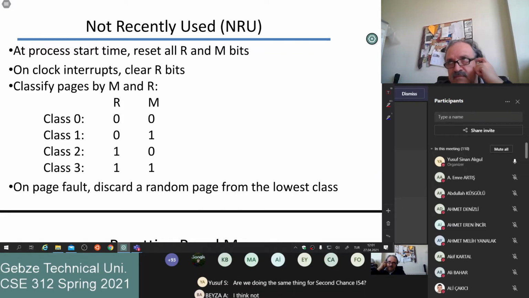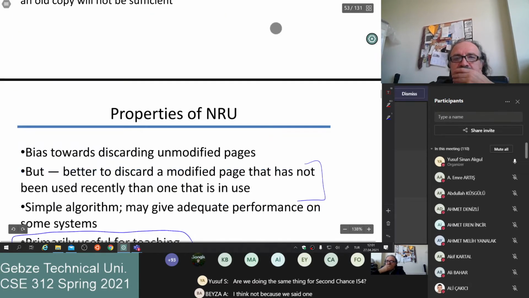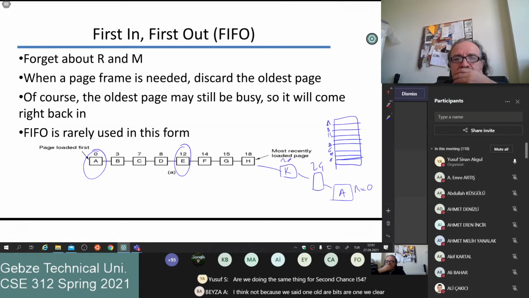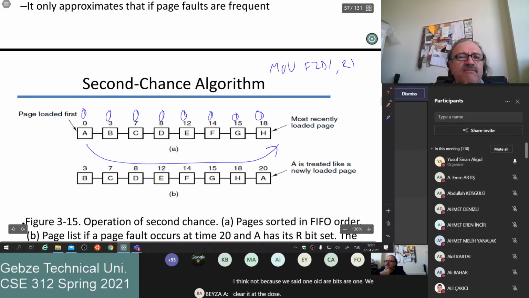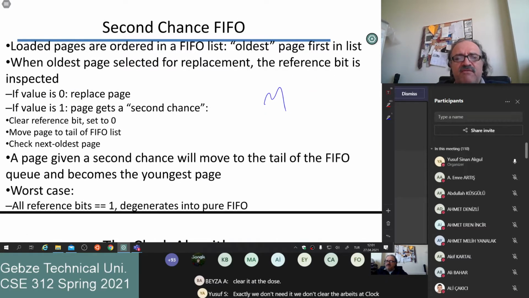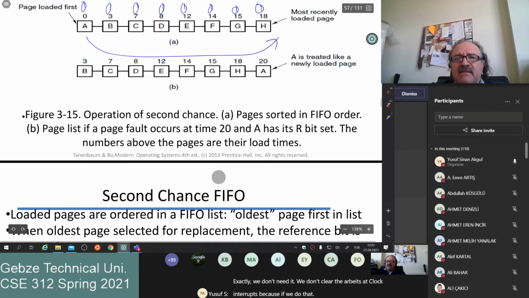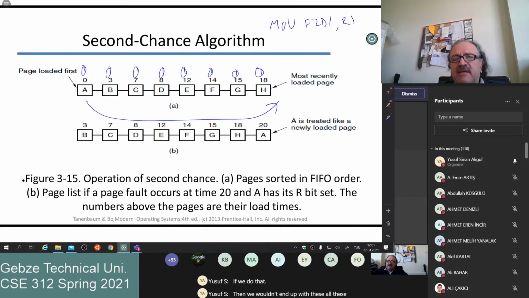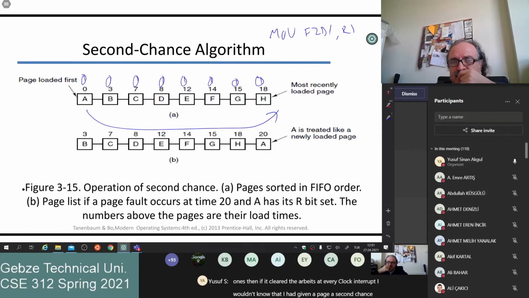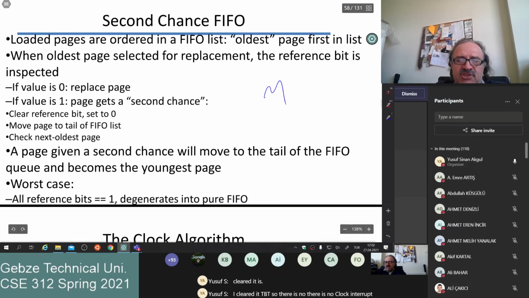I think not. Because we said when all the R bits are 1, we clear those. Exactly, we don't clear the R bits at clock interrupts, because if we do that, then we wouldn't end up with all these ones, right? And if we cleared the R bits at every clock interrupt, I wouldn't know that I had given a page a second chance. That's why it's called the second chance. How do I know that I have given a second chance? Because I cleared its R bit. So there is no clock interrupt replacement for the second chance FIFO.